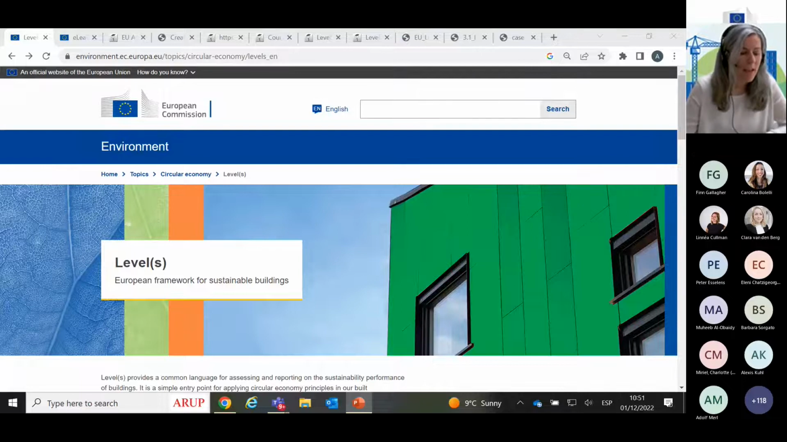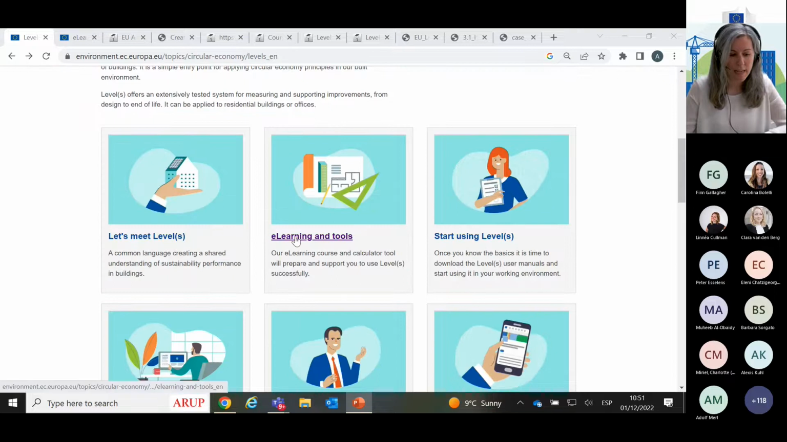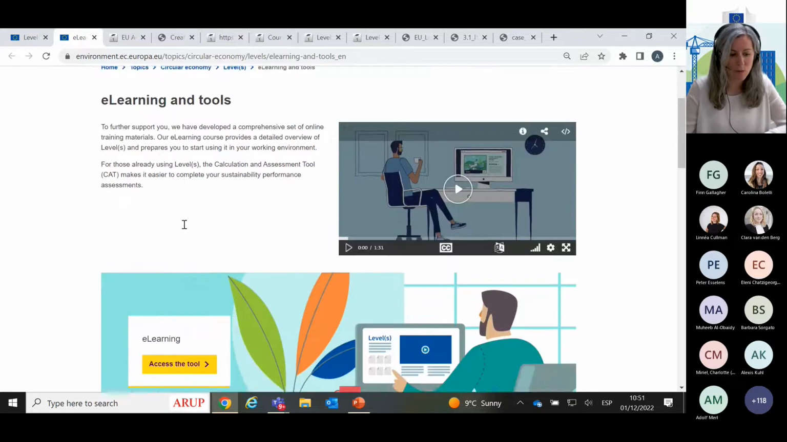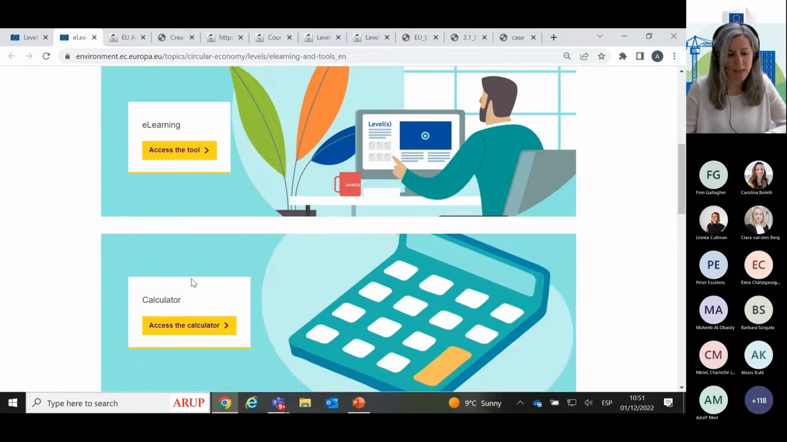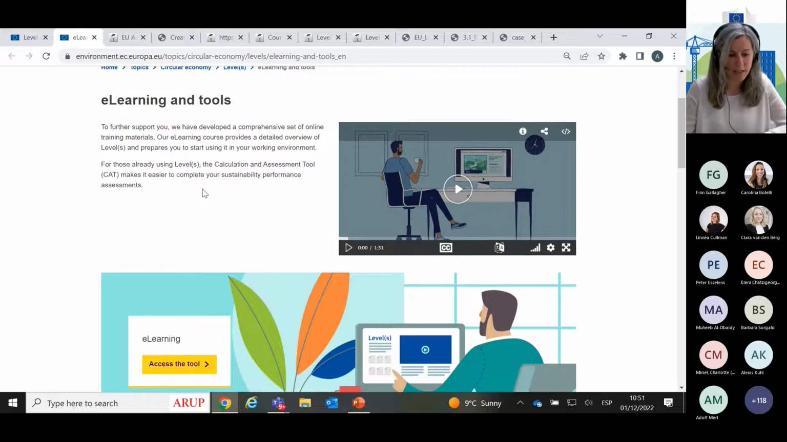Everything is working, no? Well, there are different ways to start with the e-learning. There are different points where you can access the learning program. The first one is the Levels webpage, where you can see here in this link, the e-learning and tools. If you click on that, you are going to see this page where you can see the e-learning direct link, and also the CAT tool that Manfred is going to tell about later.